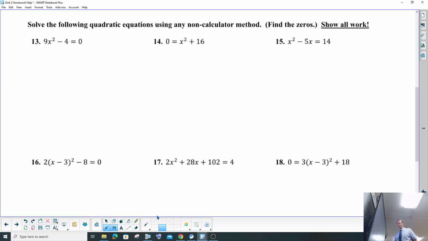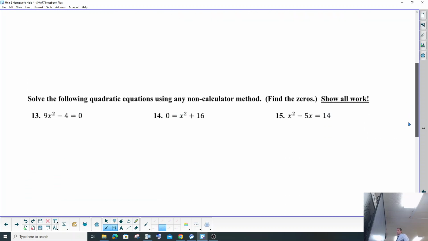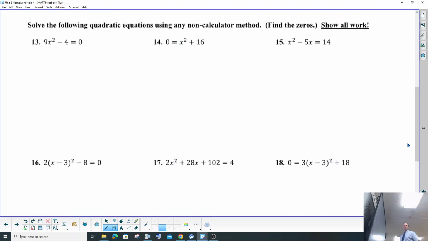All right, here we go. Finishing up 2.4. Make sure it's 2.4. Yep, 2.4. Okay, so next we're going to be solving the following quadratic equations using non-calculator. Find the zeros. So factoring, completing the square, and quadratic formula.